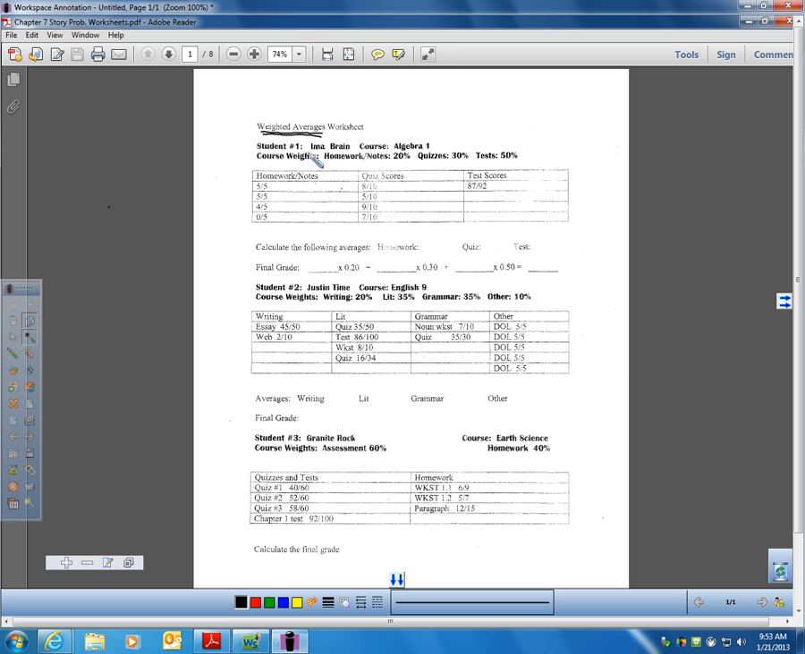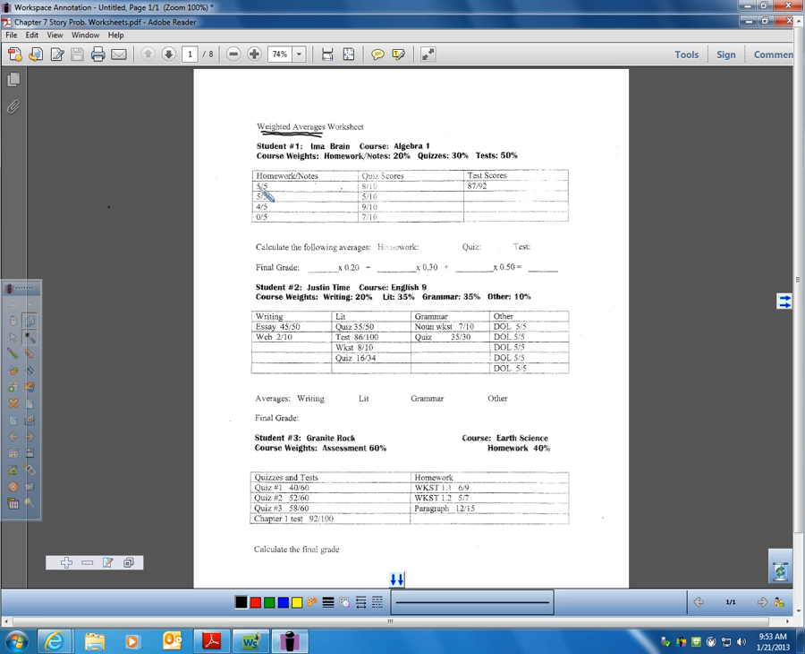So this first student here is in Algebra 1, and the course weights for this class were the following. Homework and notes were 20% of the grade, quizzes 30%, and tests 50%. So here's the first thing. If you look at the student's homework and notes, as you can see, they had 5 out of 5, 5 out of 5, 4 out of 5, and 0 out of 5.